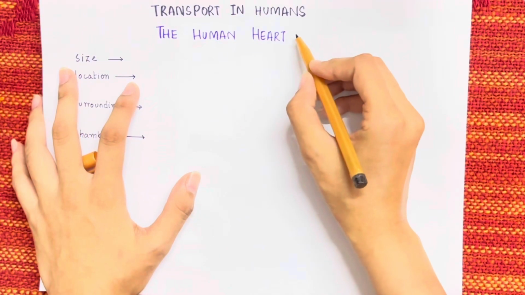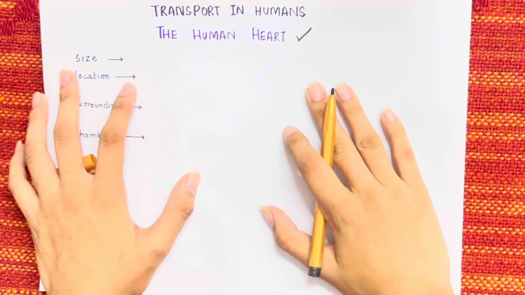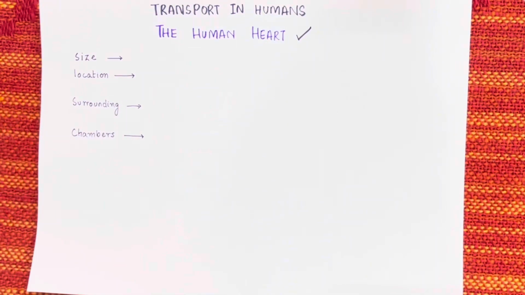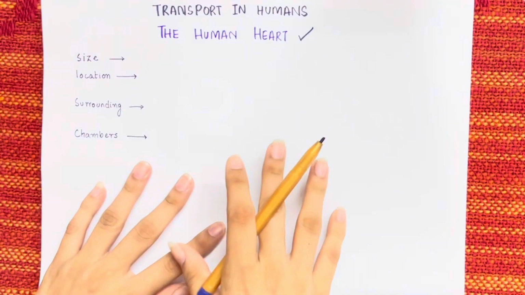Today we're going to talk about transport in humans, a very important topic, that is the human heart. We've already discussed it in the previous videos, but now we're going to talk about the human heart in much more detail to understand what the functions of the human heart are, what its size is, and where it is located.